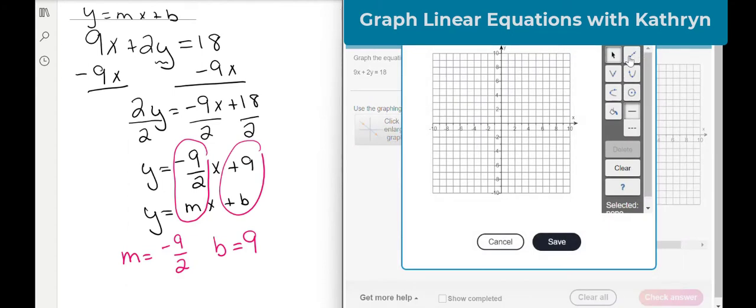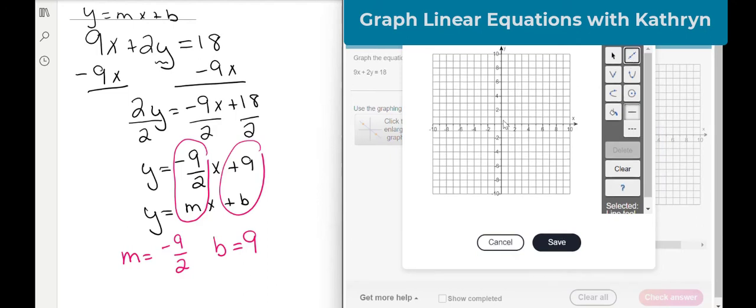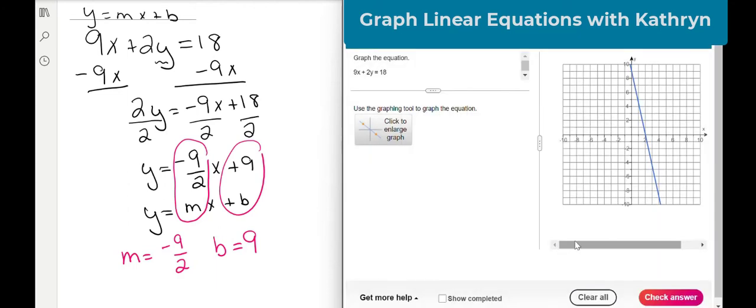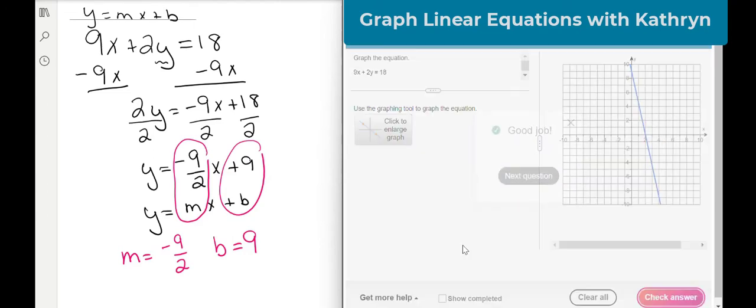So I'm going to click here to graph my line, and I'm going to go up to 0, 9, right there. Okay, my slope is -9 over 2, so I have to go down 9. 1, 2, 3, 4, 5, 6, 7, 8, 9, and over +2. So I'm going to put a dot right here. We could do it again, but we don't need to because remember, we only need 2 points for a graph. So we're going to save it, and we're going to check it.